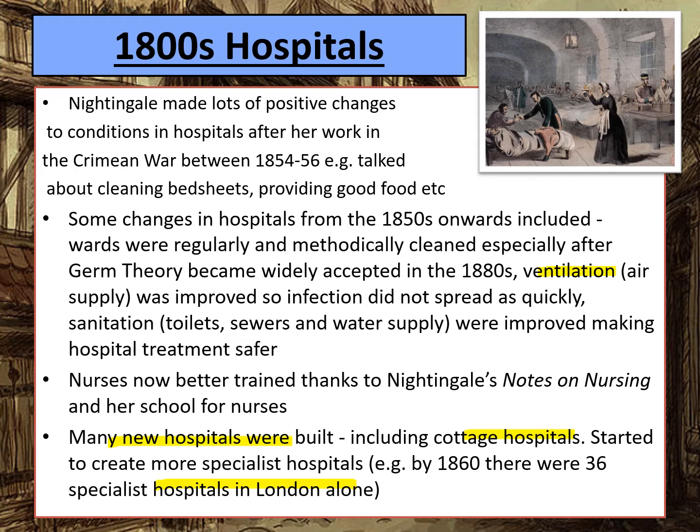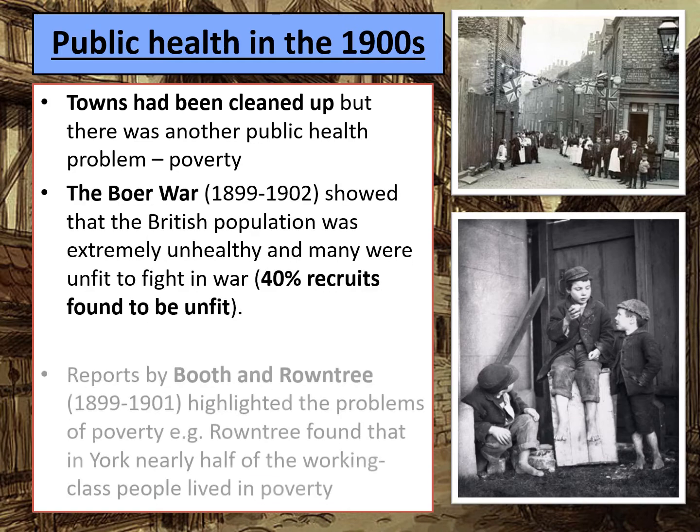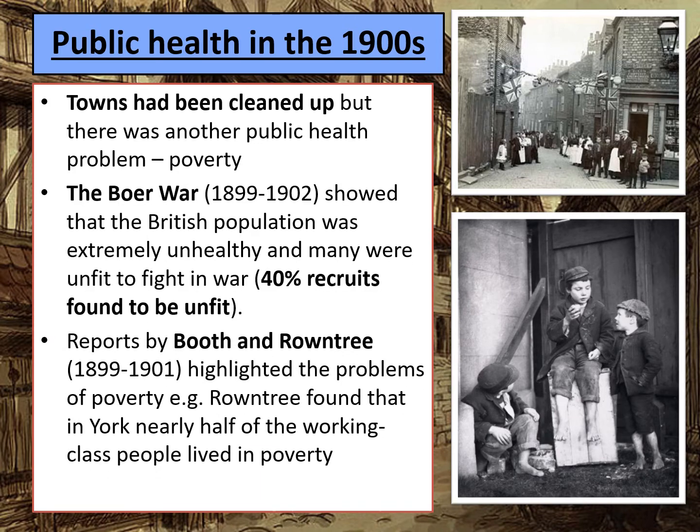So we've now got to the end of the 1800s. You might want to pause here to make some notes. We're now on the final time period of the 1900s or 20th century. So we're going to think about what public health conditions were like to start with.